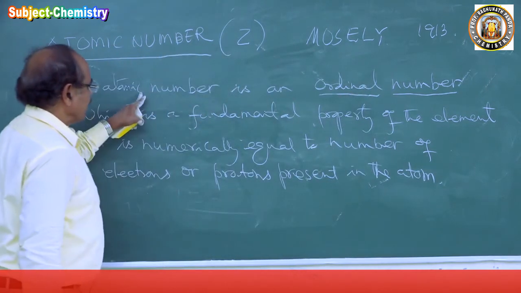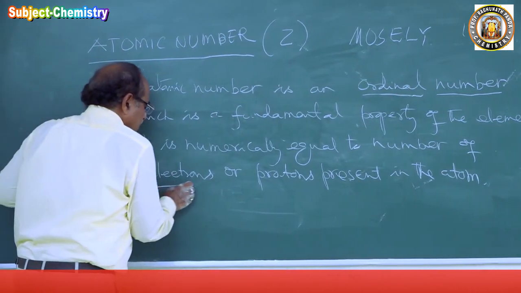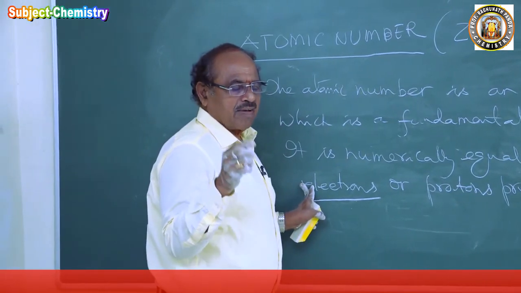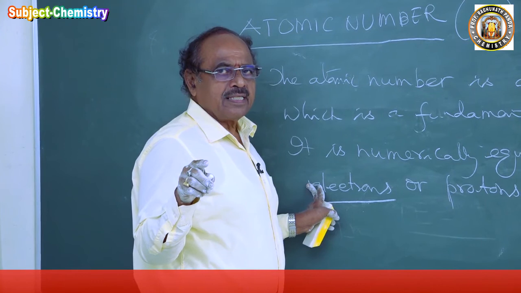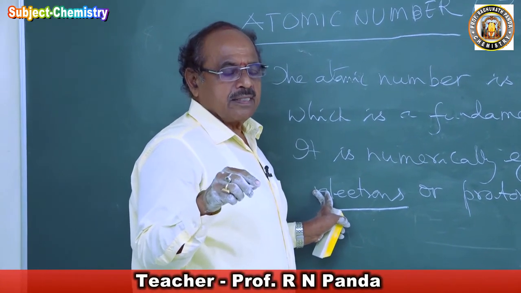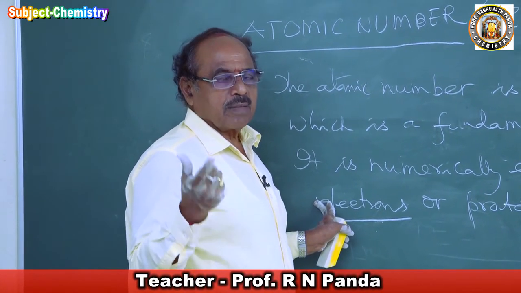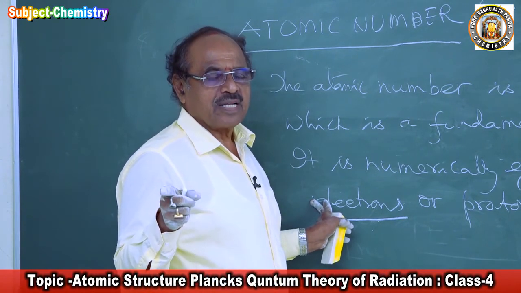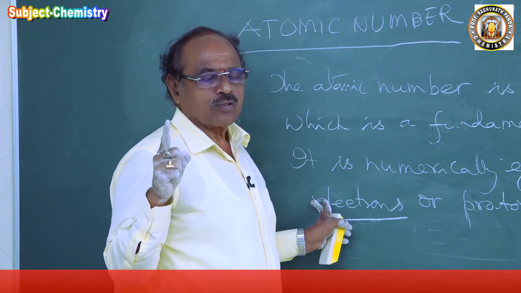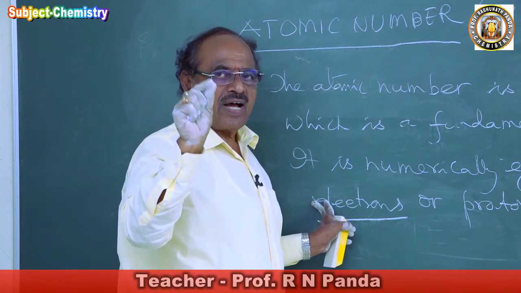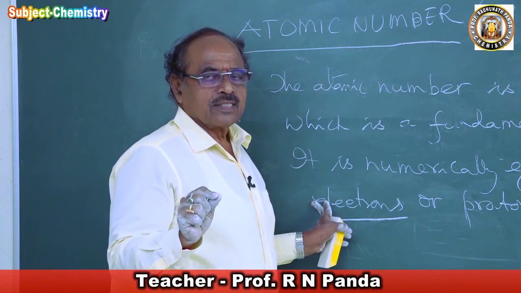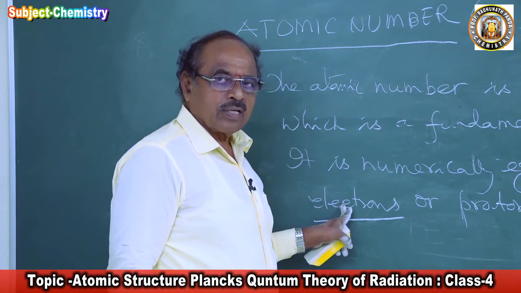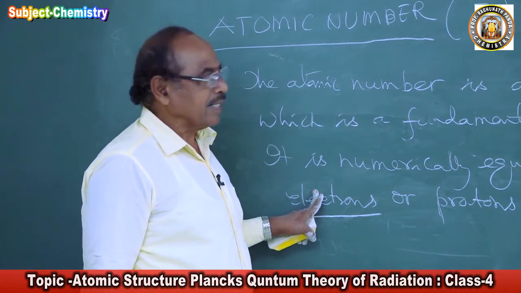So that is the fundamental, because the number of electrons, what does the electron do? We have already read the definition of valency. The valency is the combining capacity, which is equal to the number of electrons to be lost or to be gained by the atom of an element to attain octet in its outermost shell. So the electron is defining the combining capacity. So the chemical property of an element is based upon whom? The electron. And that electron, how many electrons are there?